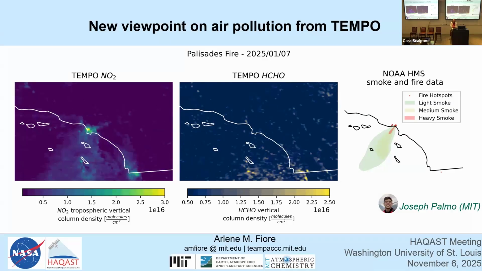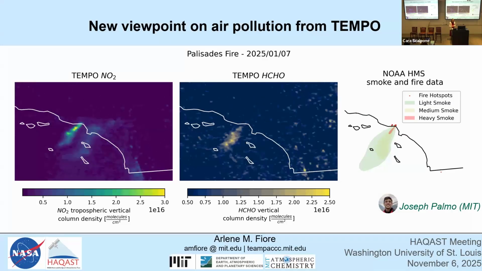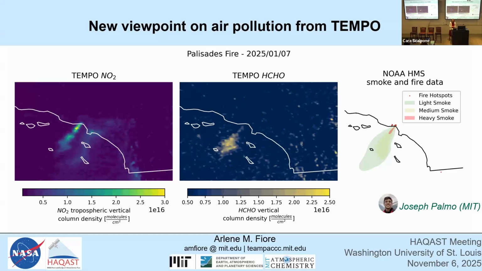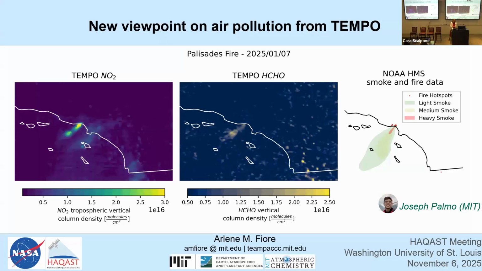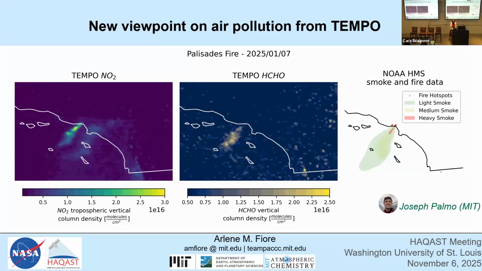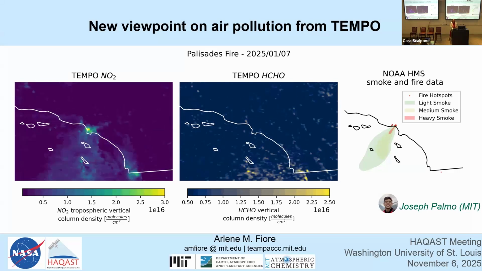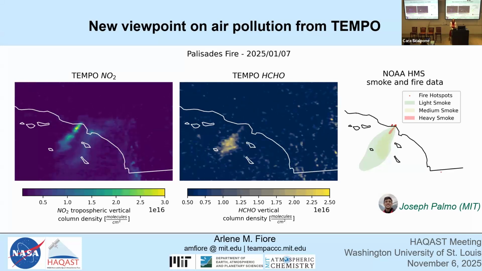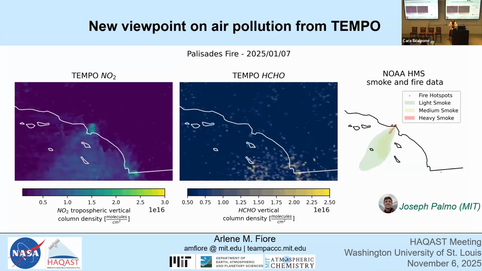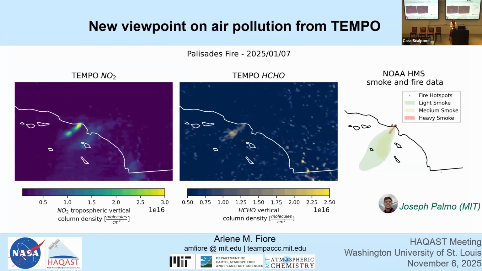My graduate student, Joe Palmo at MIT, has just put the TEMPO tropospheric column, nitrogen dioxide, as well as formaldehyde here. And you can see that plume coming off the coast of Southern California, lining up with where the NOAA HMS smoke and fire data is showing smoke. And so you can kind of see that plume fanning out.